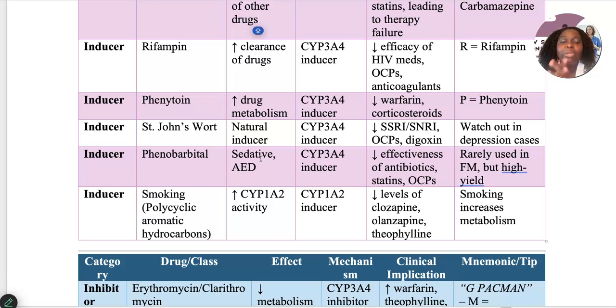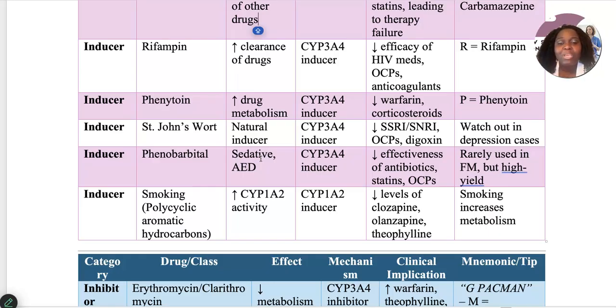What about another inducer? It is going to be phenytoin. It's going to increase the drug metabolism. What does that mean? The drug is going to get out of the body very, very fast, making it less efficacious. When combined with warfarin, for example, and corticosteroids, it is in fact going to diminish their efficacy. And it's metabolized by the CYP3A4 inducer.